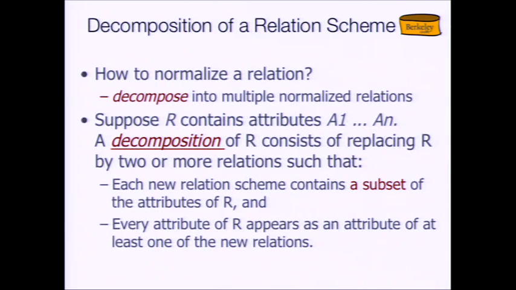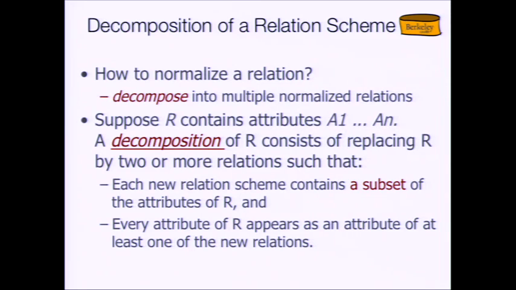So how do we do it? How do we decompose any arbitrary relation or set of relations into Boyce-Codd normal form? The answer is we do pretty much what Derek just went through. We're going to decompose out these FDs into separate tables. So suppose R contains attributes A1 through AN. Let's first define carefully what a decomposition is. A decomposition of R consists of replacing R by 2 or more relations, such that each new relation scheme, that is to say the schema of the relation, contains a subset of the attributes of R.